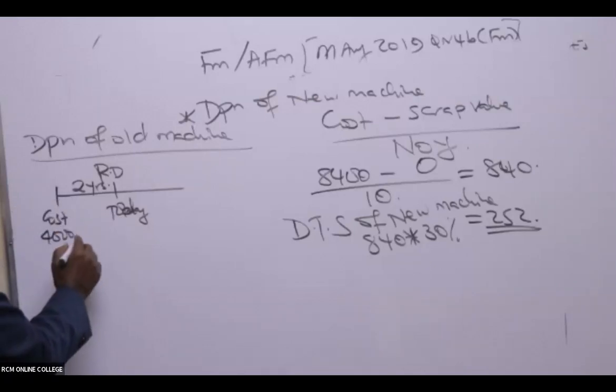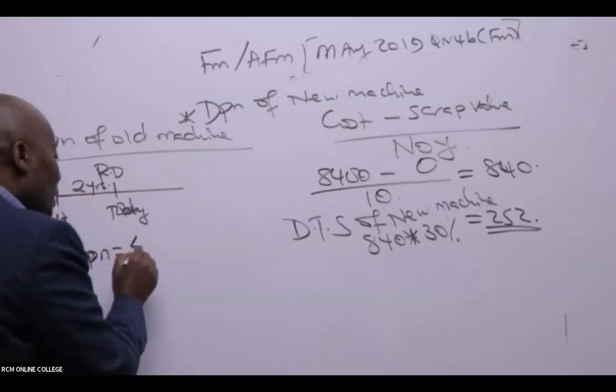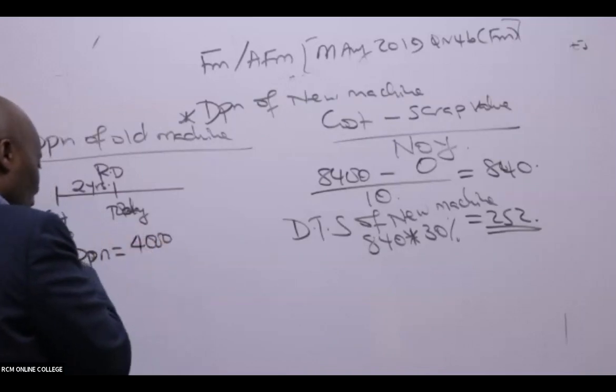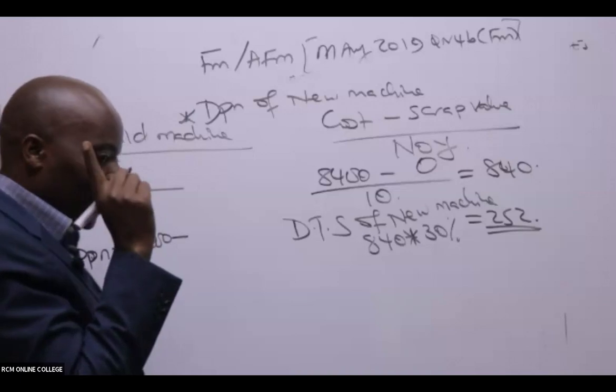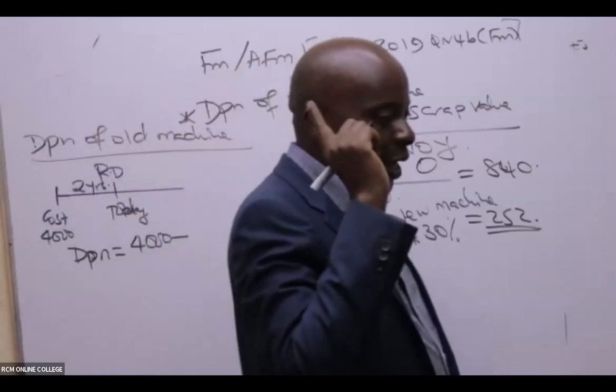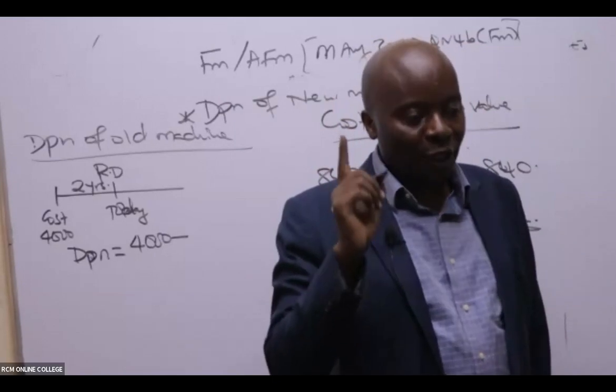So then I need to get, in this case here, the depreciation first of all. Depreciation is straight line. I will take the cost, which was 4,000, minus scrap value. Initially, did we have any scrap value for this machine?